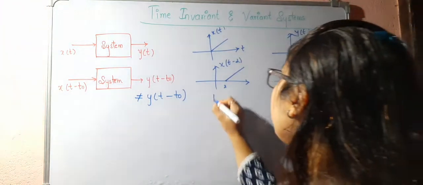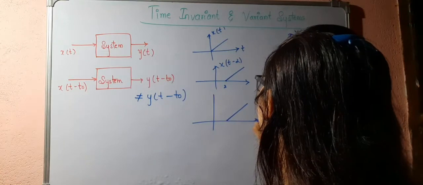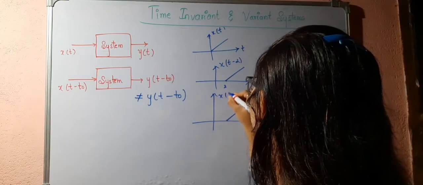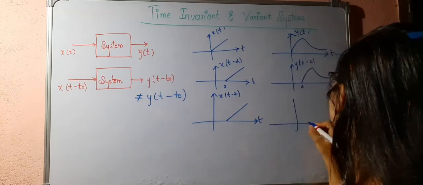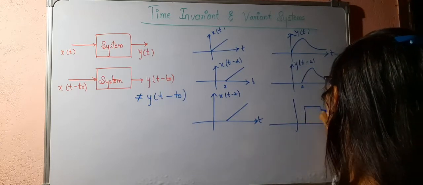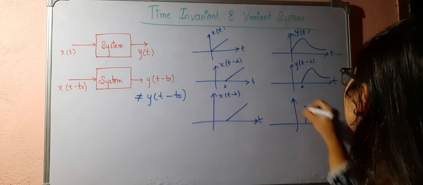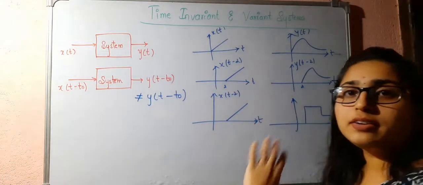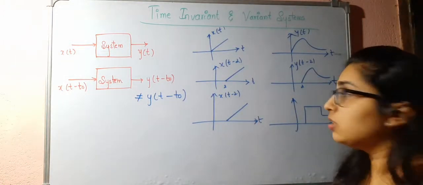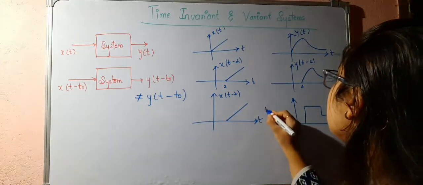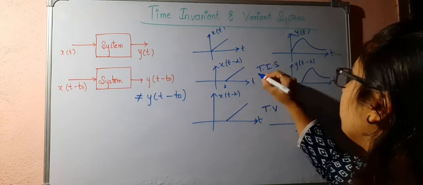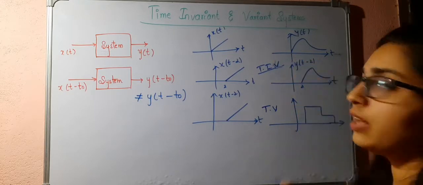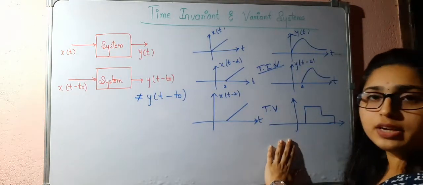But if I give this shifted input like this, and for that same system I am getting the output something like this now, what happened? The characteristics of the output have changed. So what we can call this is a time variant system. This is a time invariant system, or TIV, time invariant system. This is the time variant system.